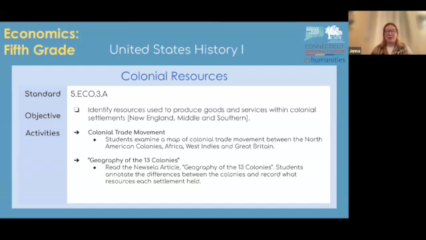Another option to have is, again, Newsela. Newsela had a great article called Geography of the 13 Colonies. You can have the students read and annotate the differences between those colonies and then record what resources each settlement had.